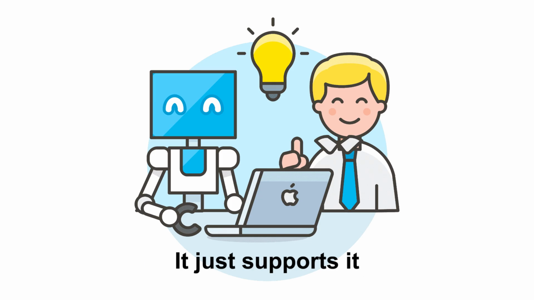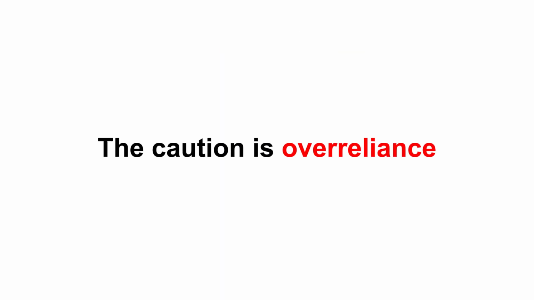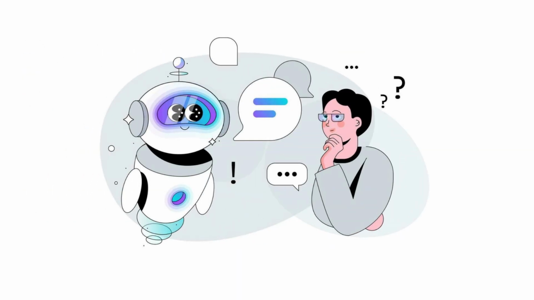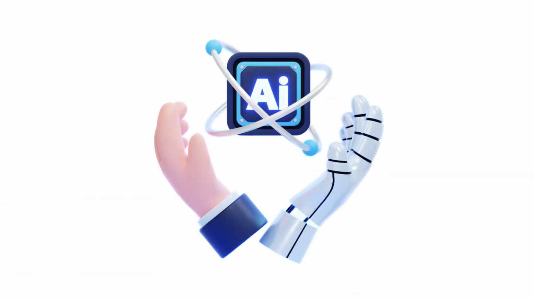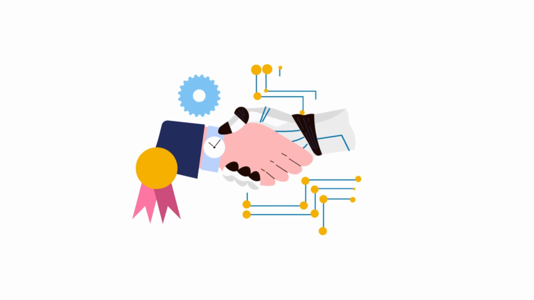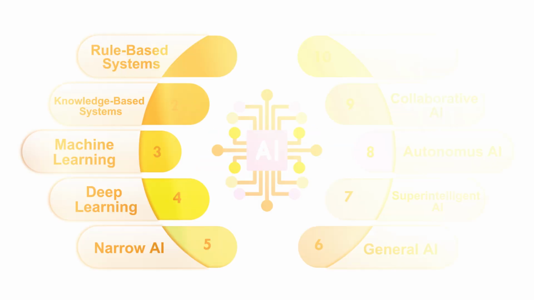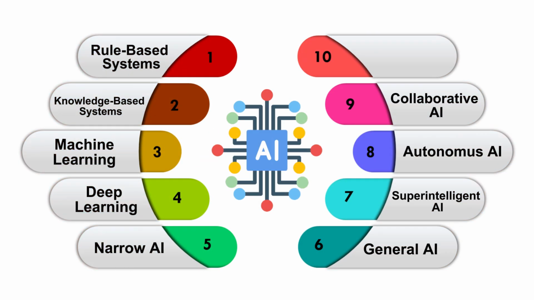Remember, it just supports it. The caution is over-reliance. Humans must remain critical, questioning results rather than blindly trusting them. Collaborative AI works best when both sides, specifically humans first and then the machine, bring their strengths to the table. But power without direction risks chaos. And that brings us to stage 10, which is ethical and aligned AI.